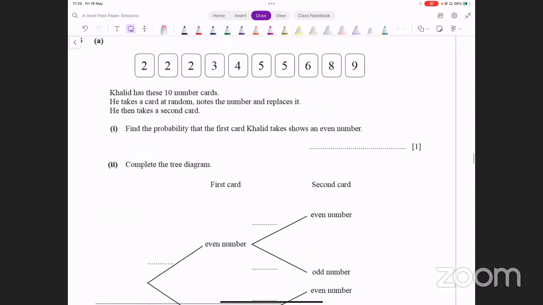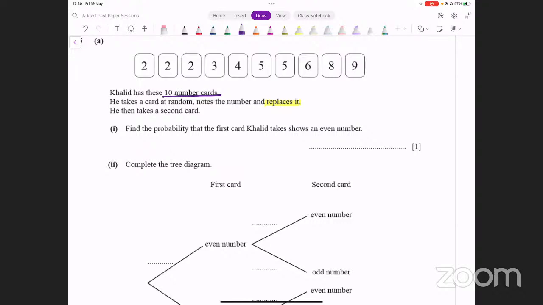He takes a card at random, notes the number, and replaces it. Now, this is important. He's replacing the card, right? He then takes a second card after that. So he's taking out 2 cards, from 10 number cards in total. He picks one, puts it back, then picks another. Find the probability that the first card Khalid takes shows an even number.